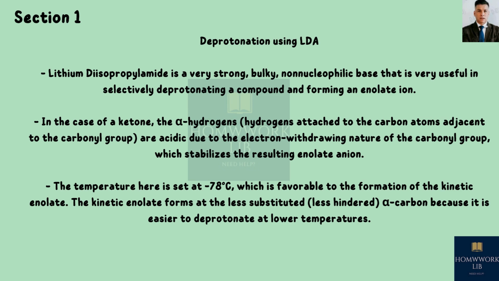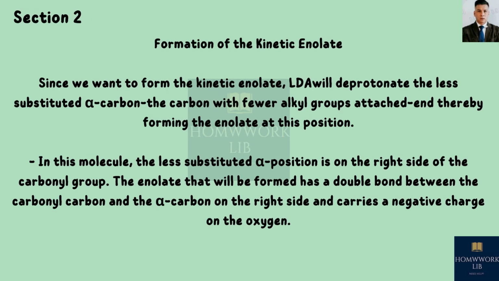The temperature here is set at -78°C, which is favorable to the formation of the kinetic enolate. The kinetic enolate forms at the less substituted, less hindered alpha carbon because it is easier to deprotonate at lower temperatures. Formation of the kinetic enolate.